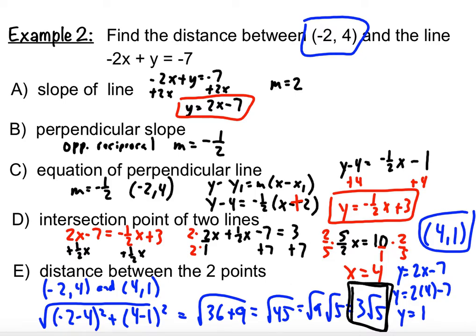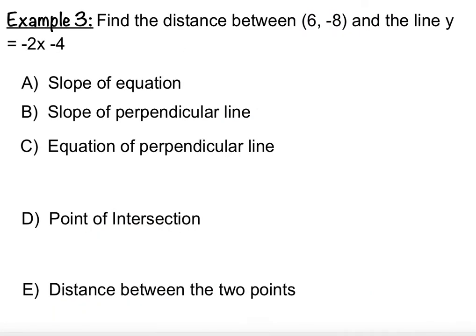That is our final answer, 3 square root of 5. I'm going to do another one of these. Again, find the distance between 6, -8 and the line y equals -2x minus 4.